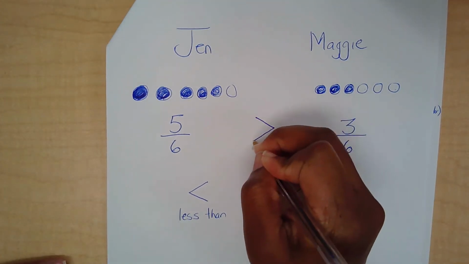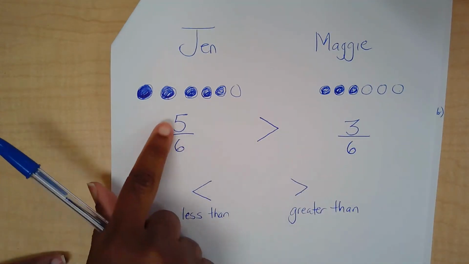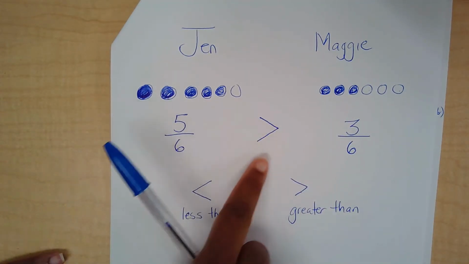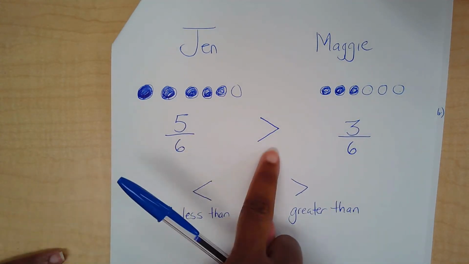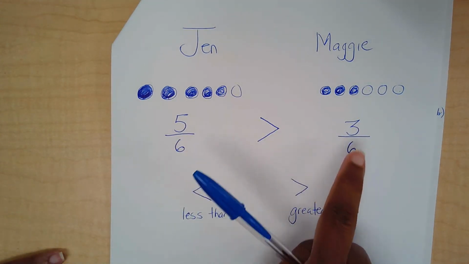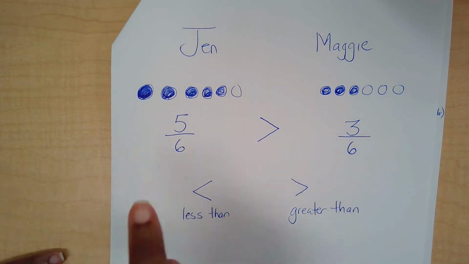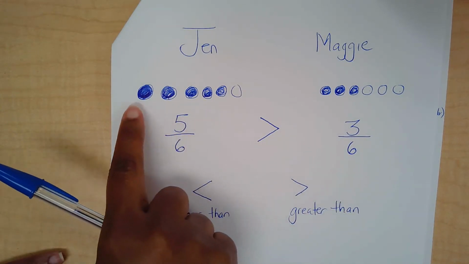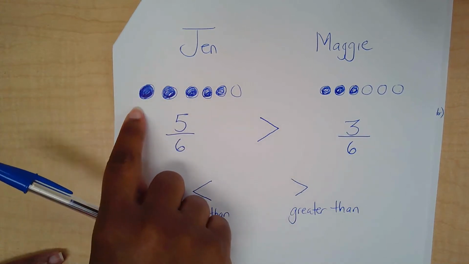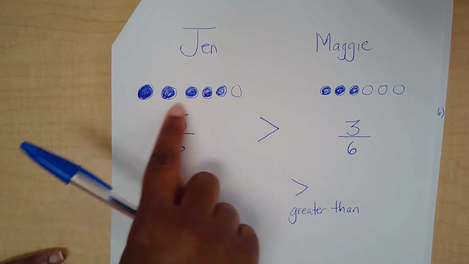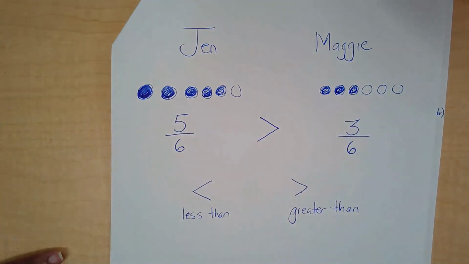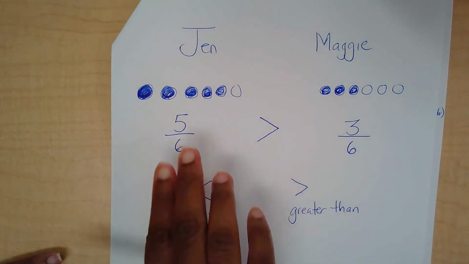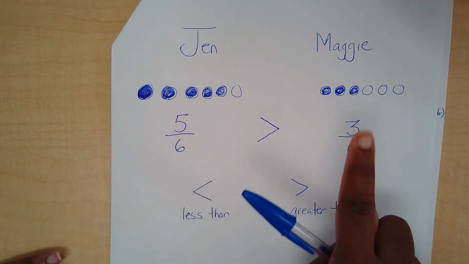So this is what it would look like. 5/6 is greater than 3/6. Isn't that right? 5/6 is indeed greater than 3/6. Why is it greater than? Because it contains more parts of the whole. See, 1, 2, 3, 4, 5. It's 5 out of this whole of 6. And this is only 3 out of the 6, which is also its whole. So you see why this is actually greater than this.